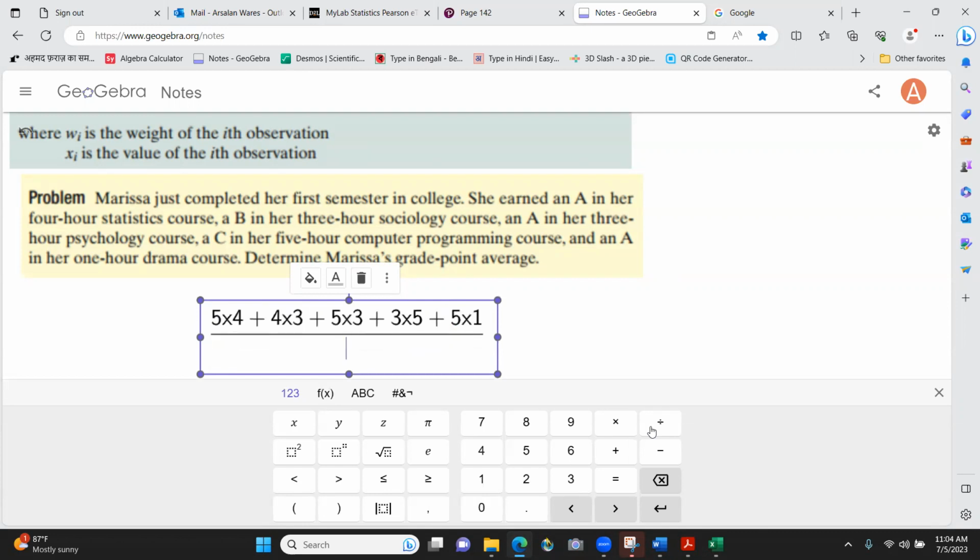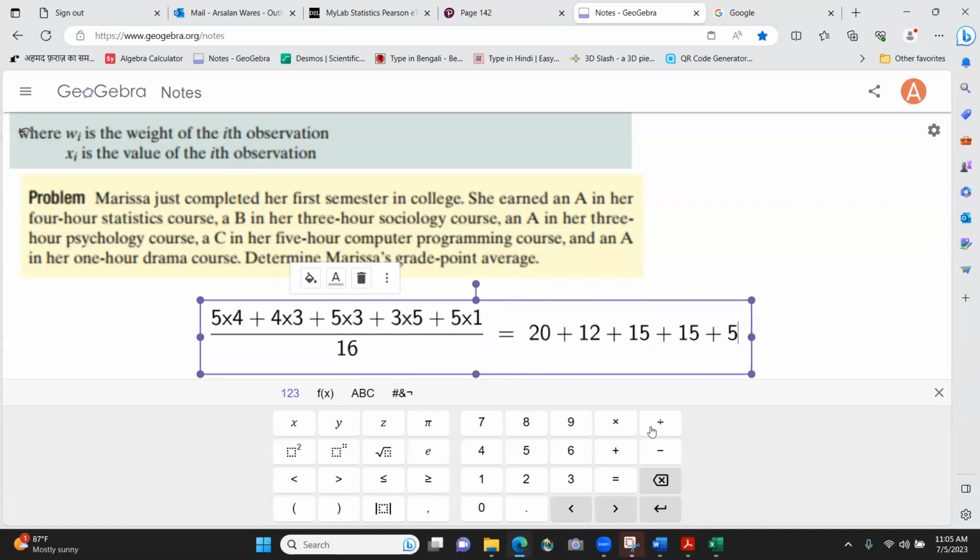Now I'm going to divide it by the total number of hours. 4 plus 3 is 7, 8, 9, 10, 15, 16. I'm getting 16. All right, so let's do the calculation here. 4 times 5 is 20, plus 4 times 3 is 12, plus 15, plus 15, plus 5. And don't forget your 16.